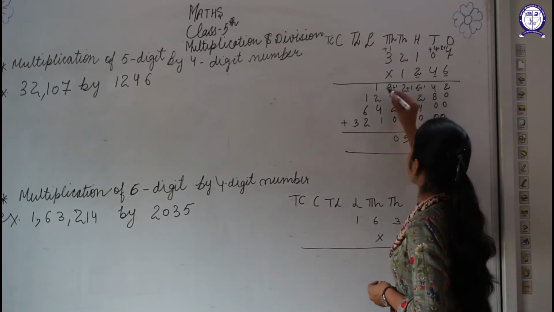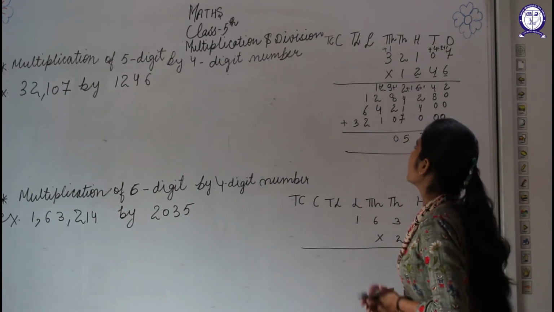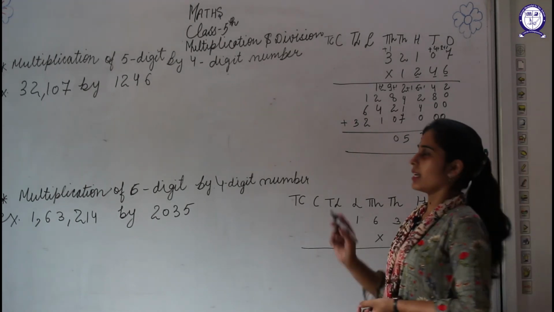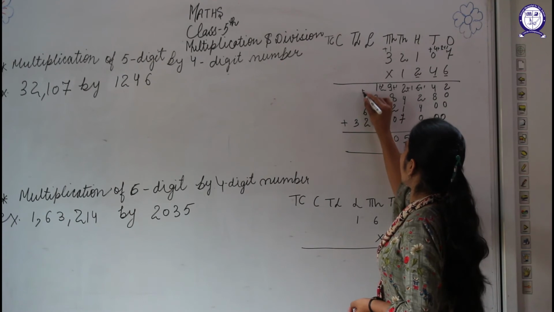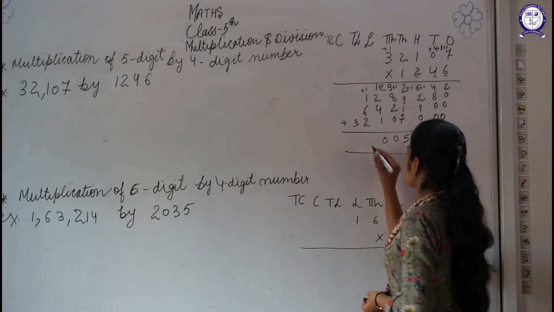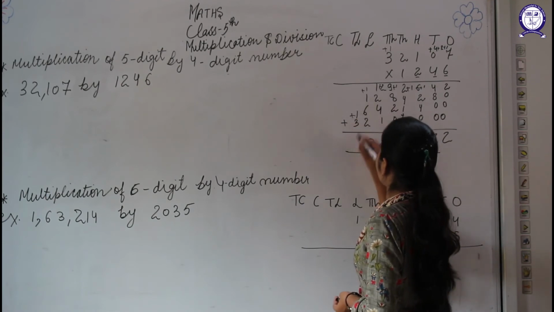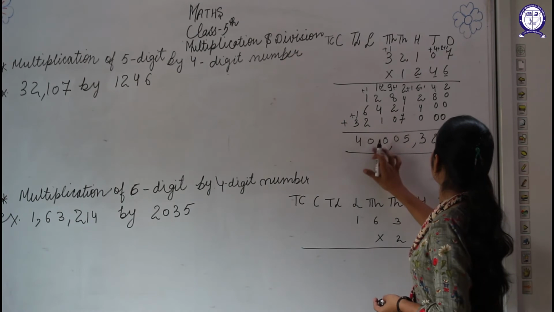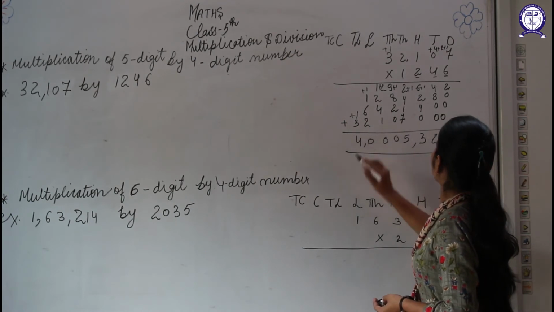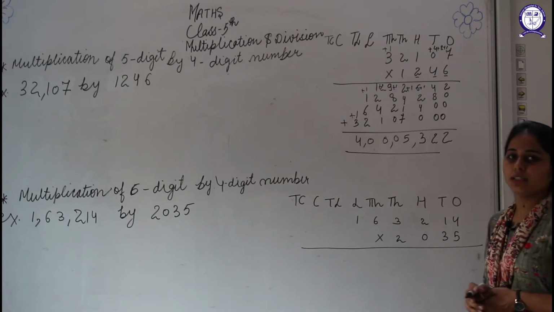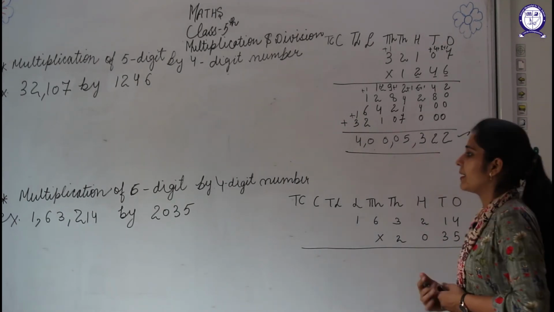20 plus 0, 20. 1 plus 2, 3. 3 plus 2, 5. 5 plus 4, 9. 9 plus 1, 10. Carry 1. 1 plus 1, 2. 2 plus 6, 8. 8 plus 2, 10. Carry 1. So 4. So our answer will be 4 crore 5,322. So this will be our product.